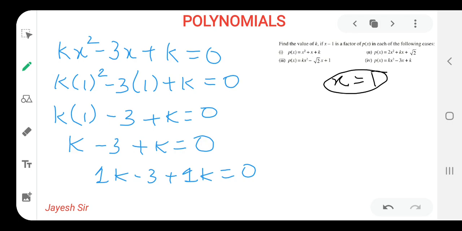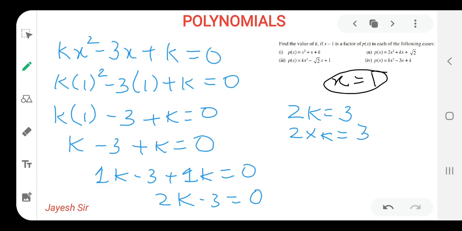So 1k plus 1k, we all know, 2k minus 3 is equals to 0. Now what we are supposed to do, friends? We will take, as per transposition theorem, 3 is having a negative sign over this side. After going that side, it will become positive. So value of 2k is equals to 3, and 2 and k are in multiplication over here. Yes, no sign is there in between, so that means they are in multiplication. As per transposition theorem, after going that side of the equals to, it will become division. So value of k we are getting as 3 by 2.